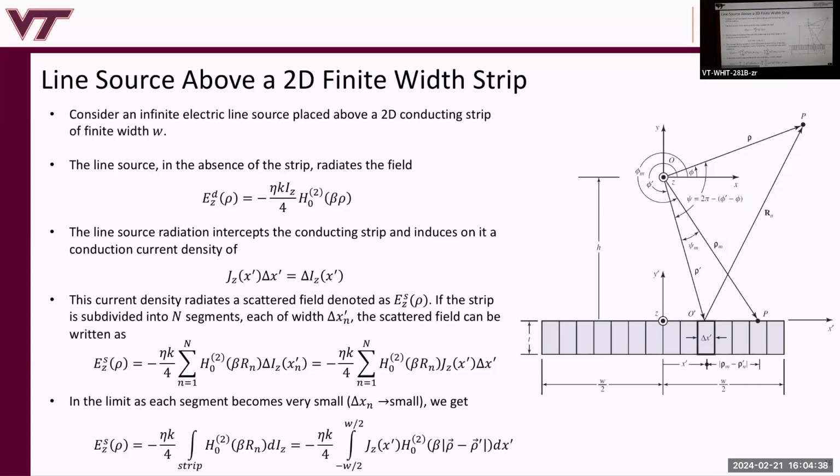All right, good. So we know the line source from last semester, in the absence of the strip, radiates the field, which is normally called the incident electric field, but here we're going to call it the direct field, and it is nothing but negative eta k Iz over 4 times H naught 2 of beta rho, right? Why do we expect this to be H naught? You have the line source angle function, second order. That's right. What if this wasn't H naught? What would we know about the solution? What if it was H1?